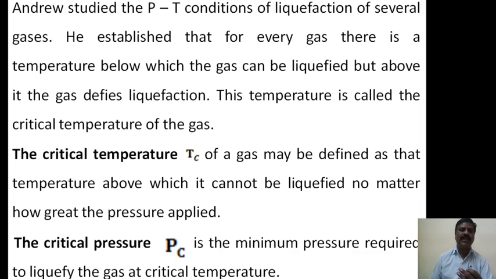How do we define it? The critical temperature, represented as Tc of a gas, can be defined as the temperature above which it cannot be liquefied. It is the particular temperature above which the gas cannot be liquefied no matter how great a pressure is applied, and that temperature is called the critical temperature, represented as Tc.